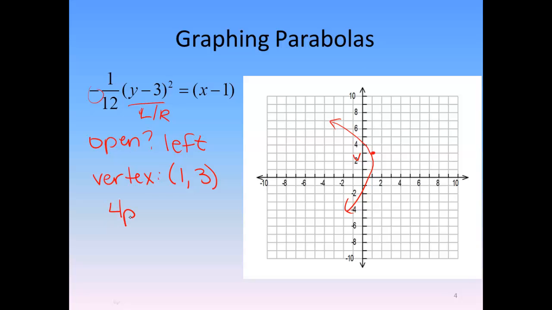Last thing, let's talk about the 4p. 4p is 12. That makes the p equal to 3, and we will use that when we go to the details of the focus.